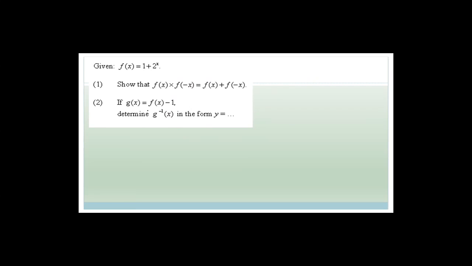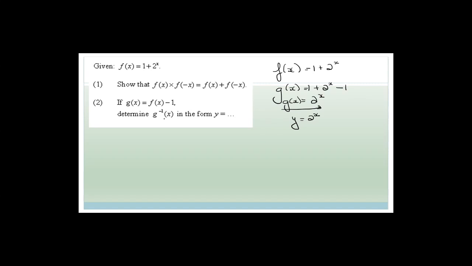So they're looking for the inverse of g. Do you agree that f of x equals 1 plus 2 to the x? Therefore, g of x is going to be 1 plus 2 to the x minus 1, which is just 2 to the x. So therefore, that is g of x. G of x is 2 to the x. So therefore, we can say that y is equal to 2 to the x.